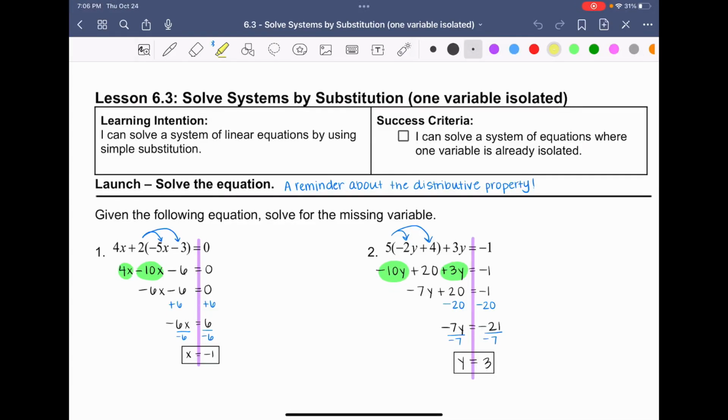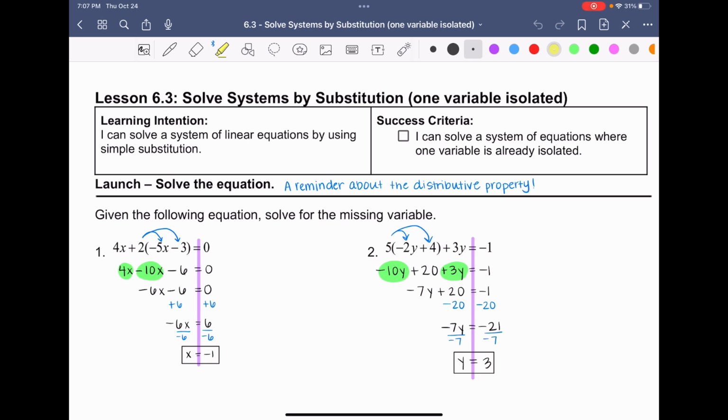Today we're going to do the notes for lesson 6.3, which is solve systems by substitution, where one of the variables is isolated. You can see at the top that the success criteria for today's notes is to be able to do this, to solve a system. And the examples that we're going to solve today use this new method called substitution.